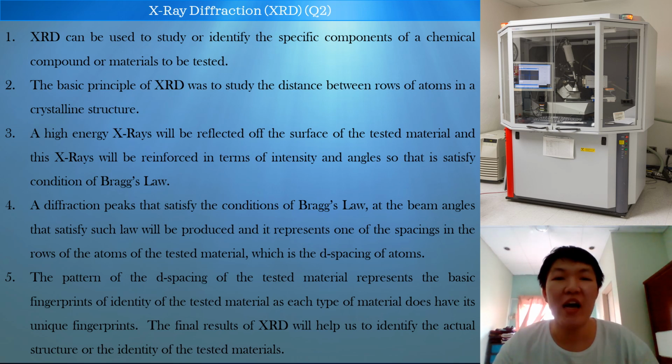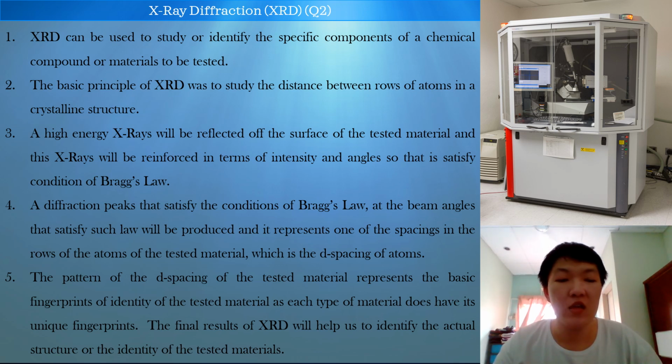First, a high energy X-ray is reflected off the surface of the tested material, and this X-ray is reinforced in terms of intensity at the correct angles so that it satisfies the condition of Bragg's law. Next, a diffraction peak that satisfies the conditions of Bragg's law at the correct beam angles is produced, and this peak represents one of the spacings in the rows of atoms of the tested material, which is the d-spacing of atoms.